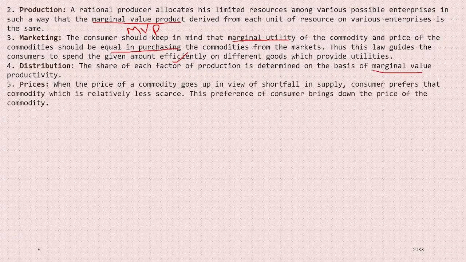In prices, we can take an example. Suppose in a year, onion production faced a shortfall. So what will happen? The price of onion will go high. But what happens is the consumer will now prefer other vegetables more than onion. So the demand for onion declines, and so the price comes down again. So this is how the prices come down. This is the effect of the law of equi-marginal utility. So this was the effect on prices.